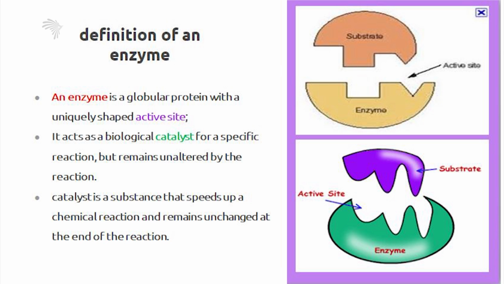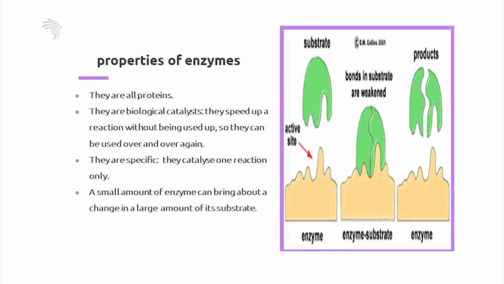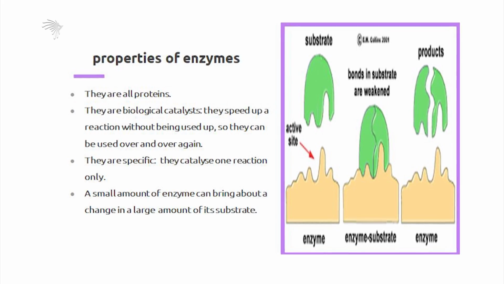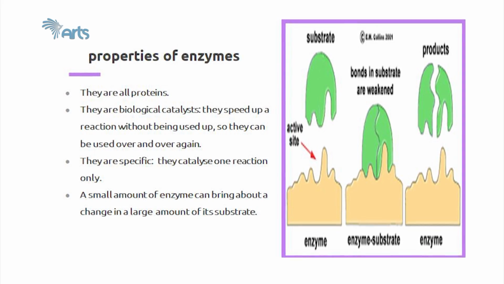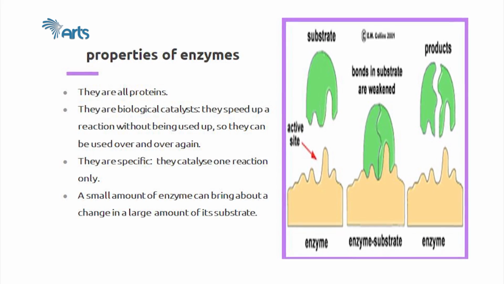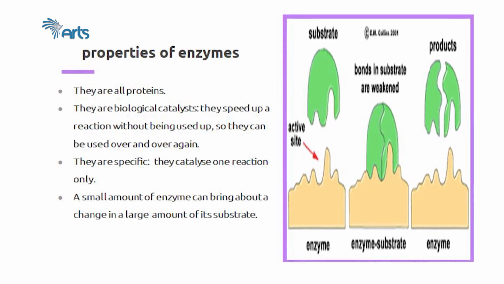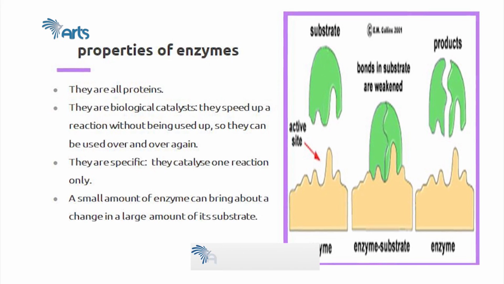Now we're going to look at the properties of enzymes. All enzymes are proteins. They are biological catalysts. That means they speed up a chemical reaction without being used up, so they can be used over and over again. They are specific. This means they catalyze one reaction only. A small amount of enzyme can bring about a change in a larger amount of its substrate.